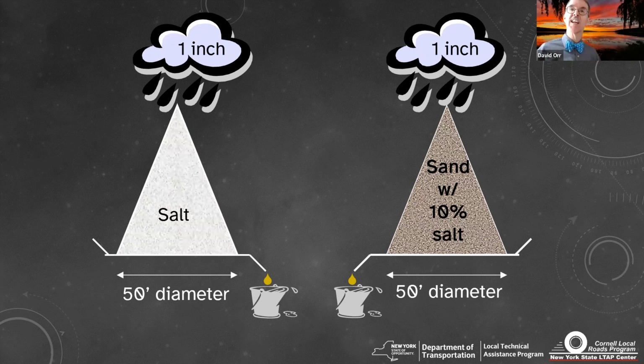I need to change the pen color because if I write in black, you won't be able to read it. For the 50-foot diameter pile, 1 inch of rain, when it's all said and done, you're going to get 100 pounds of salt runoff, saturated water. With the sand, with 10% salt, you get 96 pounds. Technically, there's more than the sand pile. Practically, they're the same. So that's why it's really important to cover your pile.